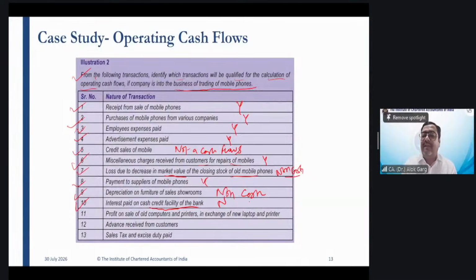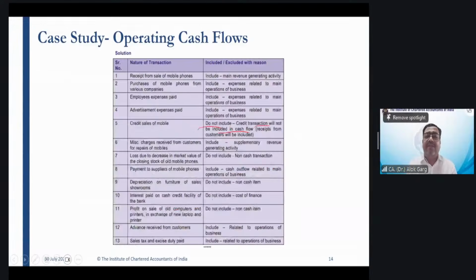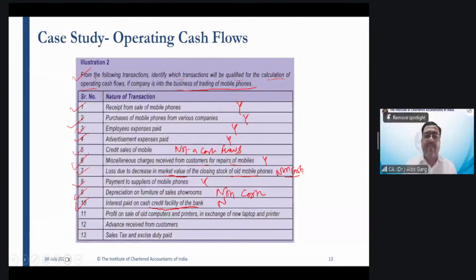It is not an operating activity. It's a financing activity. Interest paid on cash credit facility, do not include it as a cost of finance. It's a financing activity. Okay.